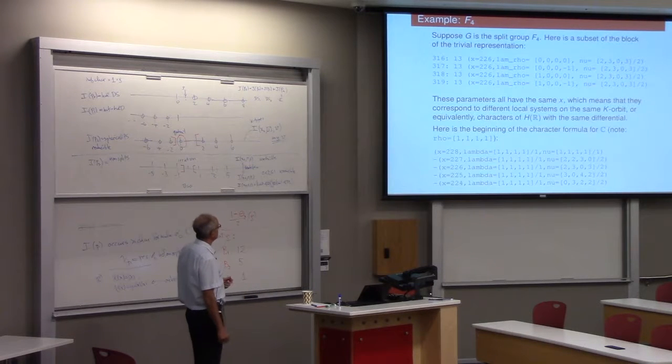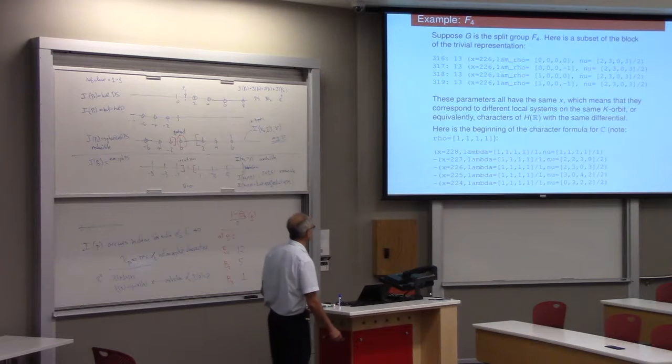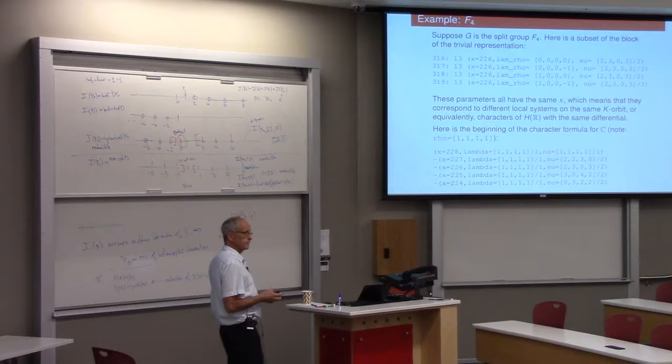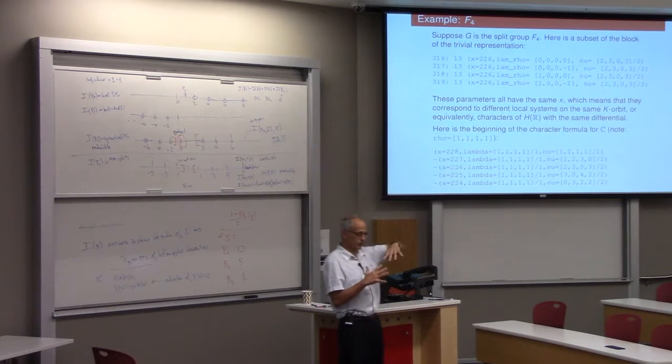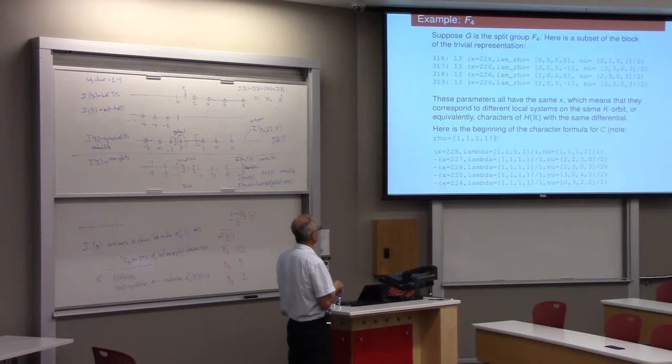All right, so let's do a couple of other examples. Let's take the split group of F4. If you print out the block of the trivial representation, I forget how big it is, it's in the hundreds. I just extracted a bit of it. There are these 4 representations labeled 316, 317. These all have the same X. And having the same X, what does that mean? Well, it means you fixed your real Cartan, and they all have the same nu. They just have different lambdas.